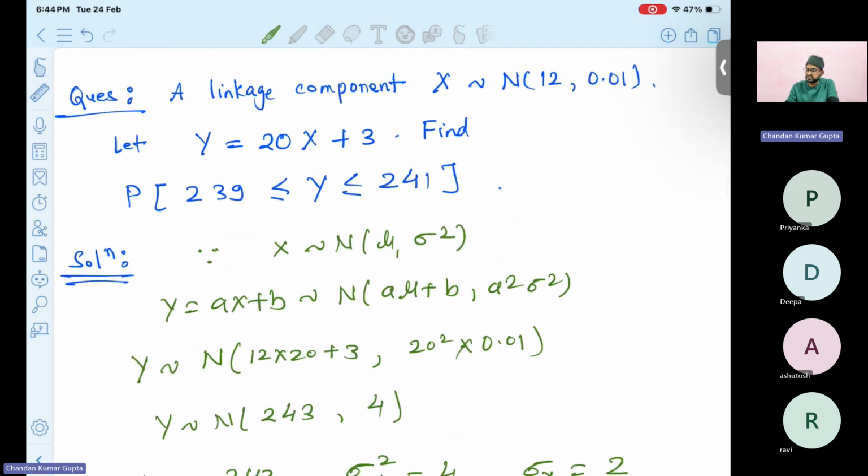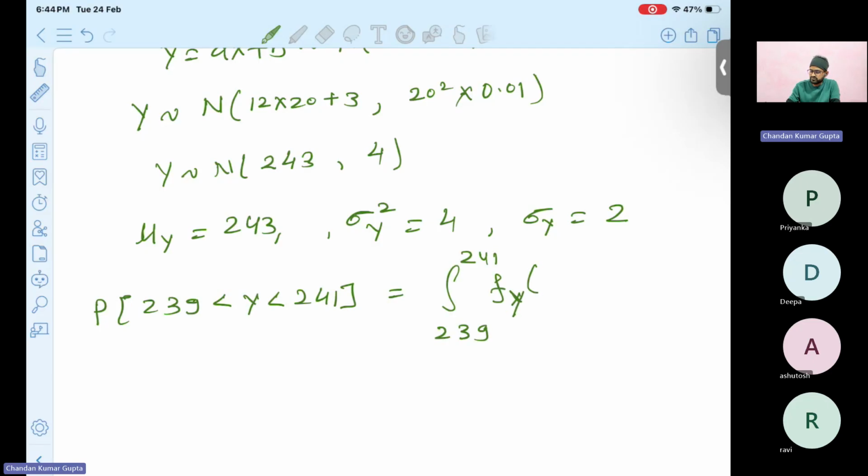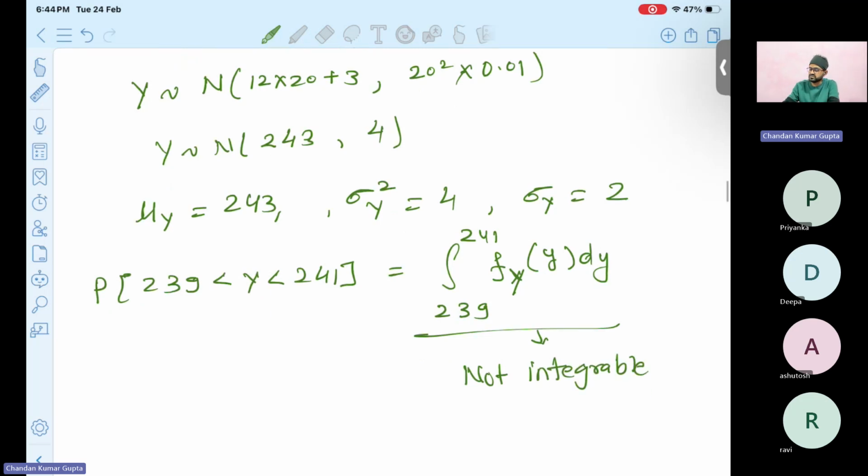Now we need to find the probability within 239 to 241. Always remember, the probability is the integral of f_Y(y) dy from 239 to 241, but since it is not integrable, we use the normal table.